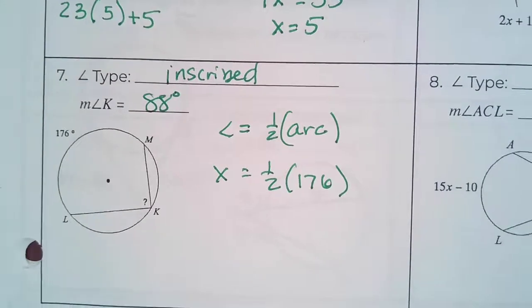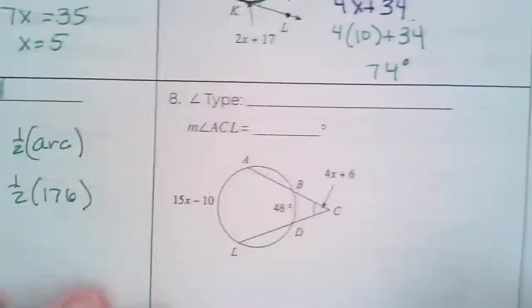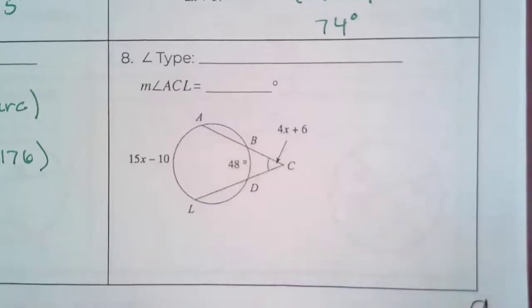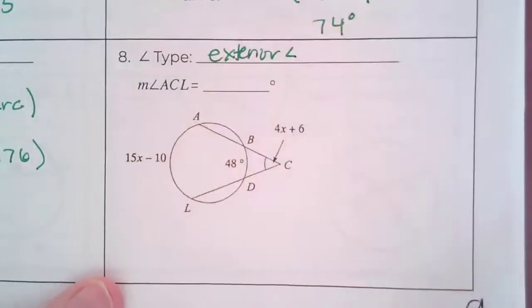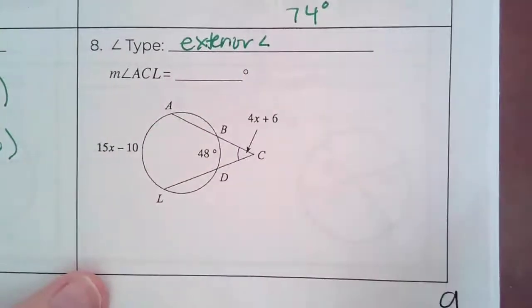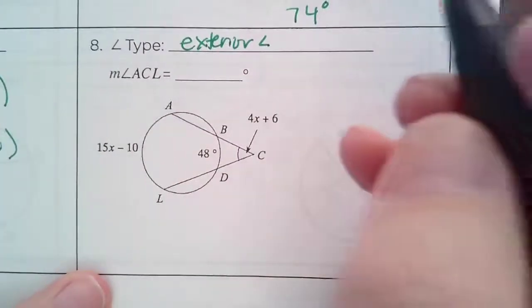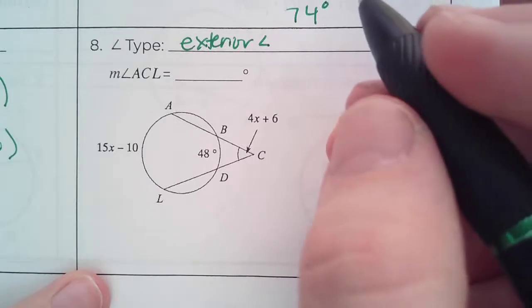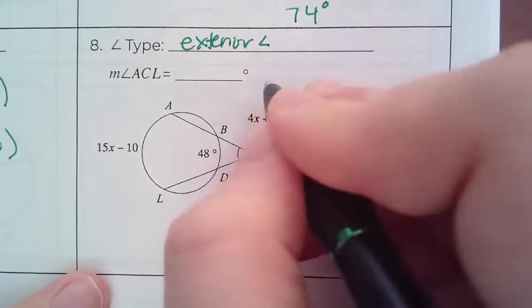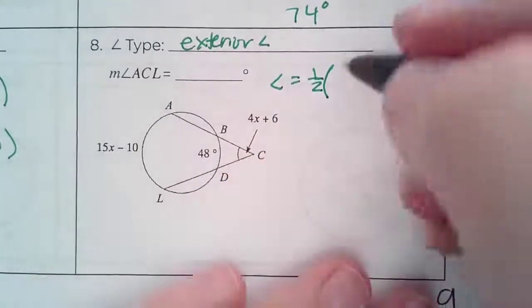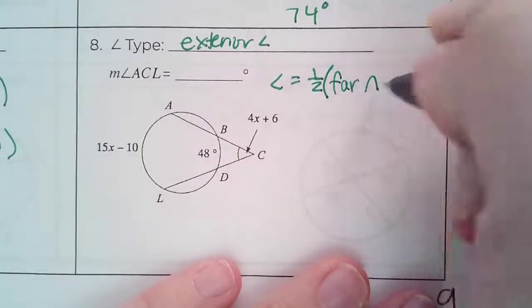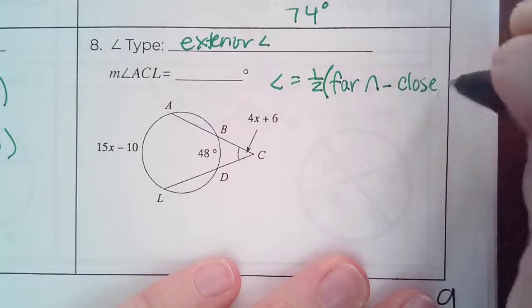Last one. What kind of angle do we have here? The angle is created outside the circle, so exterior angle. So my formula for this, Dalton: angle equals 1/2 of far arc minus close arc.